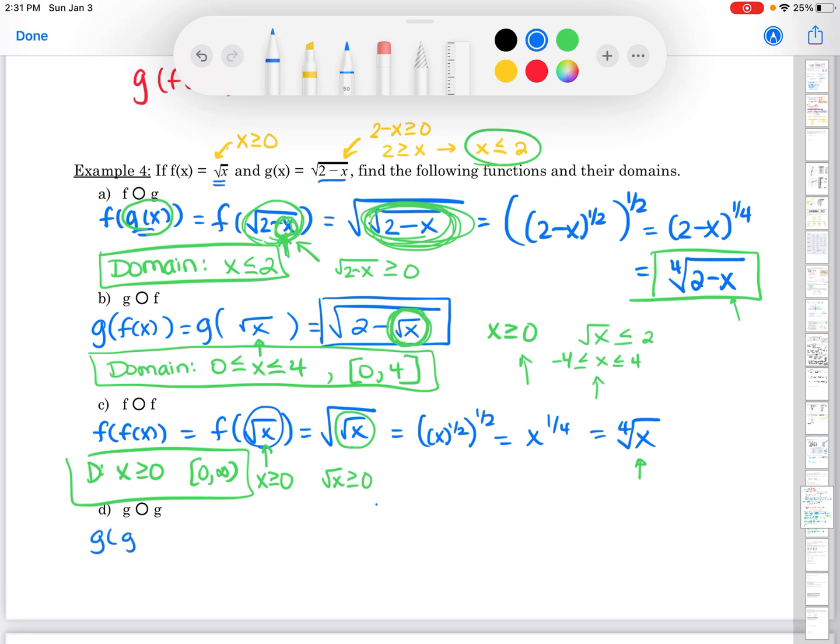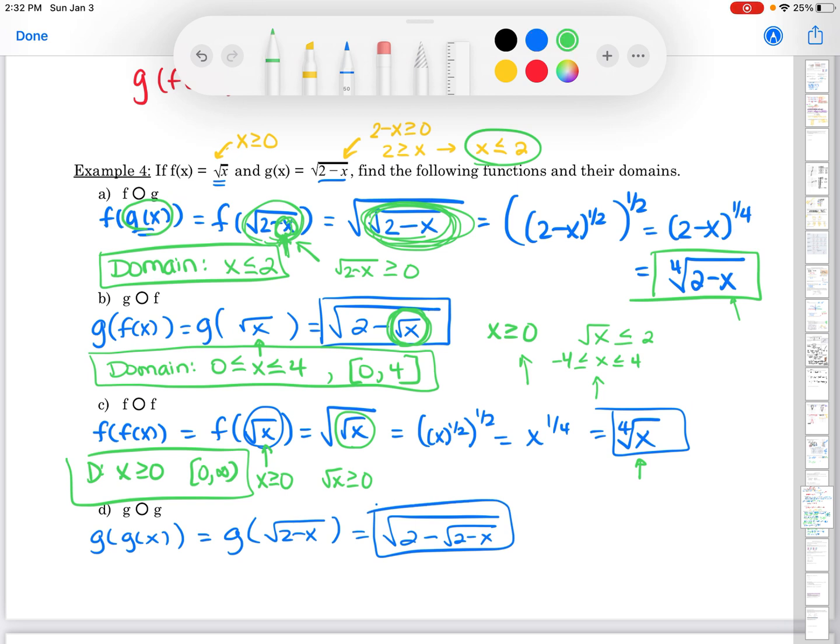So g of x, that is g of the square root of 2 minus x, which is really the square root of 2 minus the square root of 2 minus x. Now, I can't simplify anything here because that is 2 minus on the inside. If that had been multiplication, we could have done something, but we're kind of stuck. This is as nice as it's going to get, unfortunately.